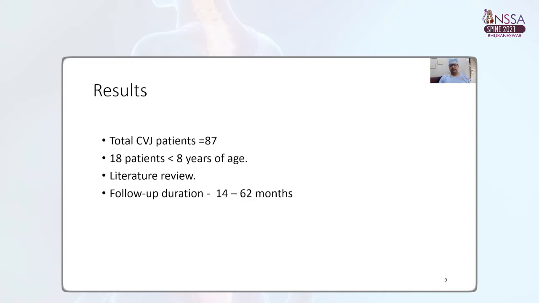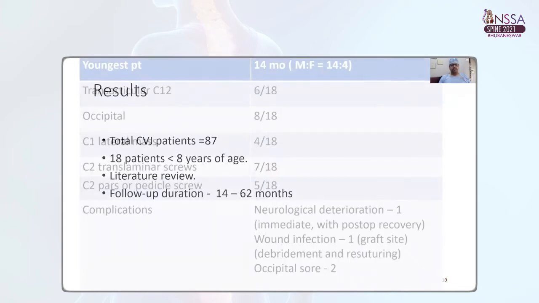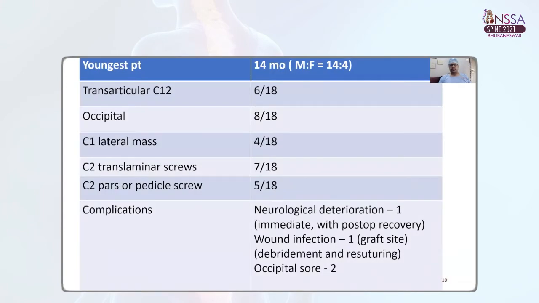So our follow-up duration is about 14 to 62 months, with a mean follow-up of about 2.5 years. The youngest patient that we have operated is a 14-month-old boy. Transarticular C1, C2 fixation is something which I prefer and has been performed in about 1/3 of my cases. Occipital C1, C2 fixation is something which we do when our placement of the C1, C2 transarticular screws is not safe and C1 lateral mass is not big enough to accommodate the screws. C2 translaminar screw is the fixation point of choice for me as far as pediatric CVJ is concerned.